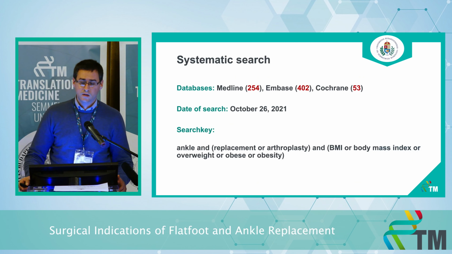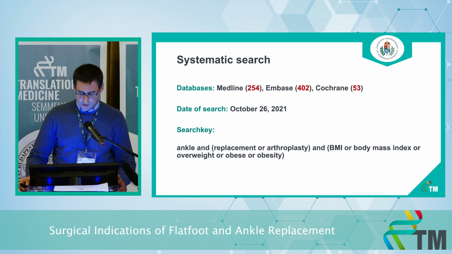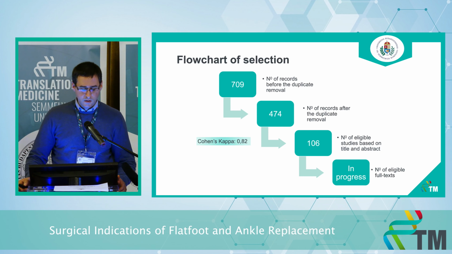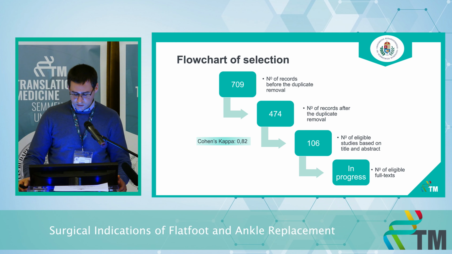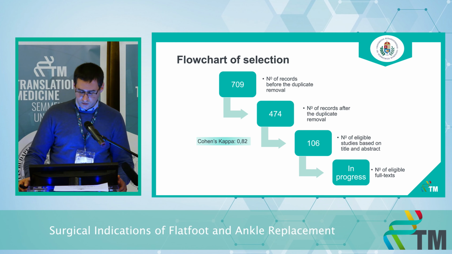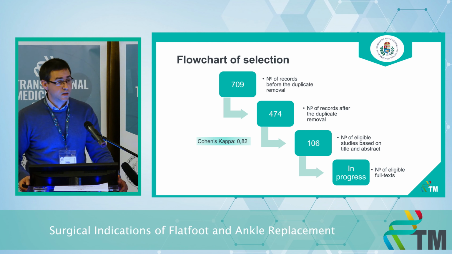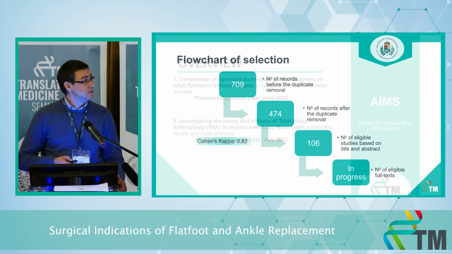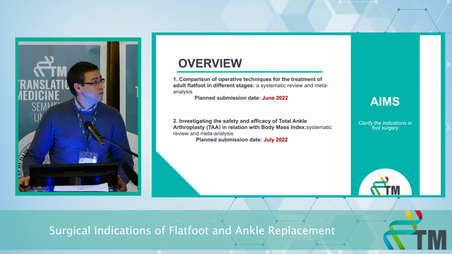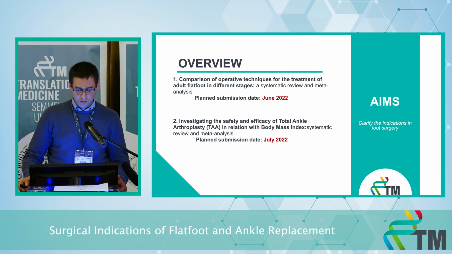We have made our search in these scientific libraries with the search key, and we have found 709 articles, and after the duplication removal and selection, we have 106 articles to make the comparison. And this is the state of our second meta-analysis. An overview about the projects. We would like to finish our first project in June and the second in July next year.